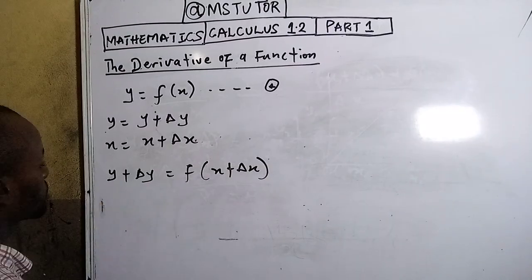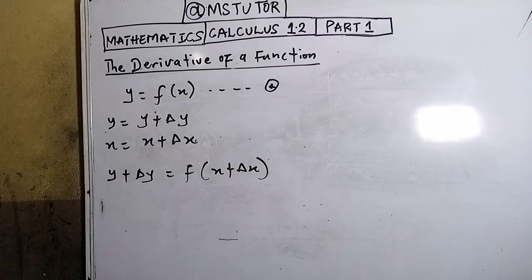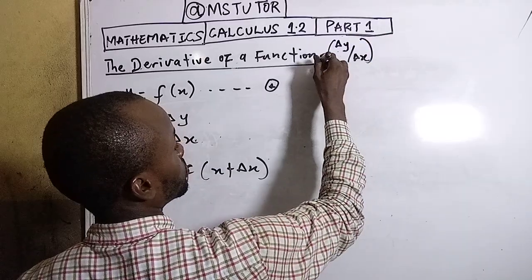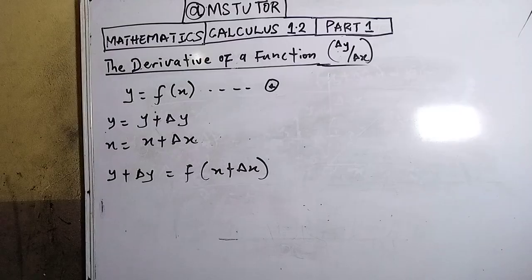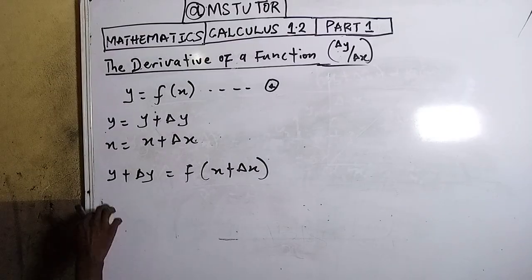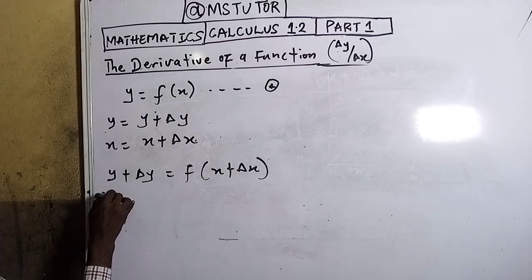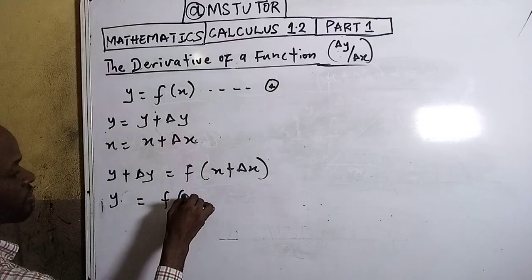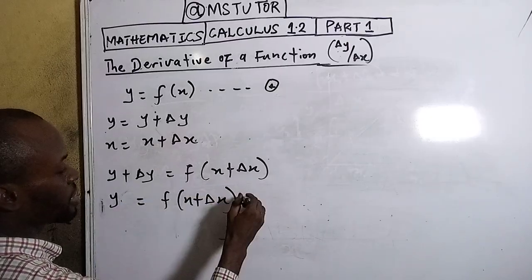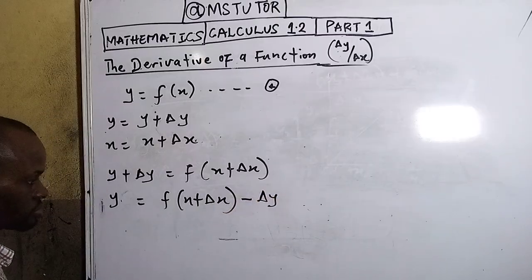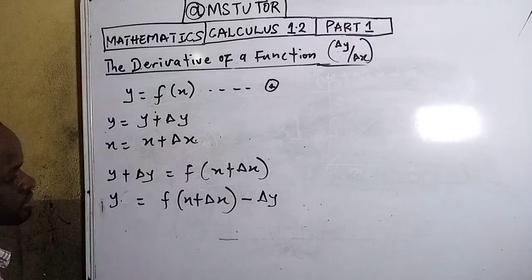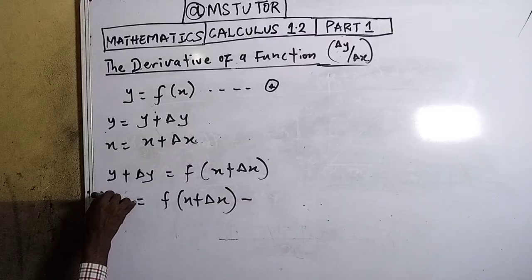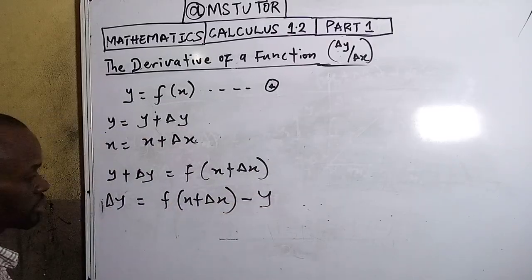So let's just express this now. Since we are trying to find the derivative of the function, that is dy on dx, this is what we want to express now. So trying to express that, what are we going to have? This has to come to this side to give us y plus change in y equals f of x plus change in x, minus the y. Y has to come to this side. Okay, so let's correct that very quickly.